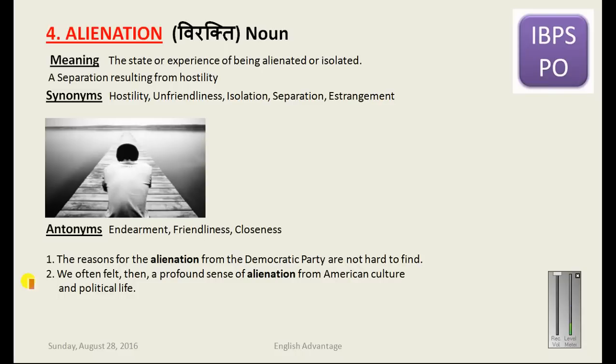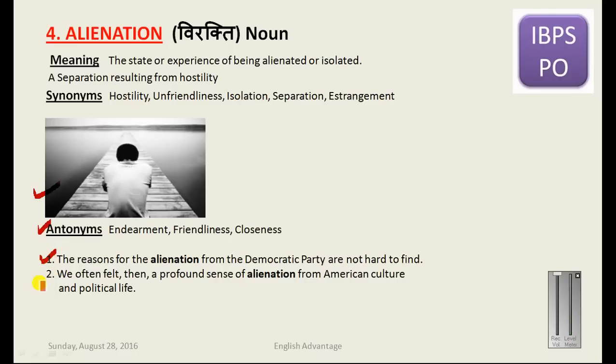And the last word is the most important word, estrangement. Estrangement means alienation. You can see the picture, and the picture is clearly indicative of this word. And antonyms for this word are endearment, friendliness, and closeness. Now let us look at the example sentences for this word.